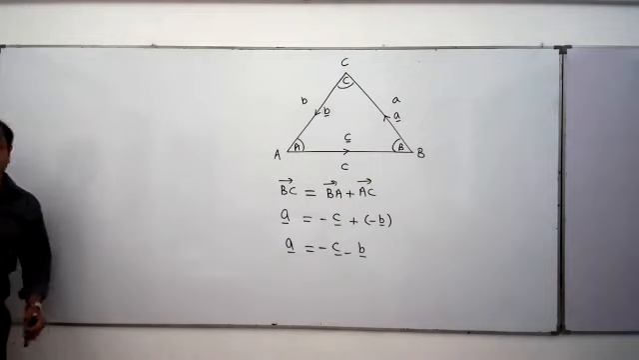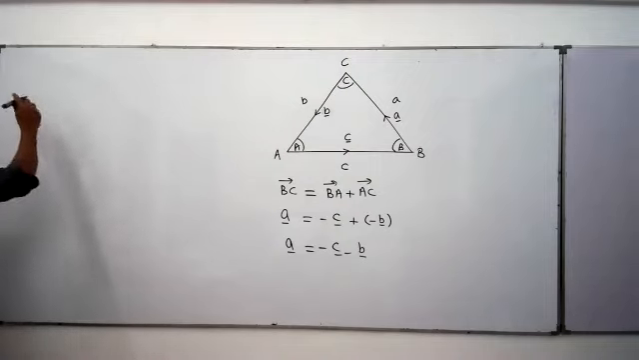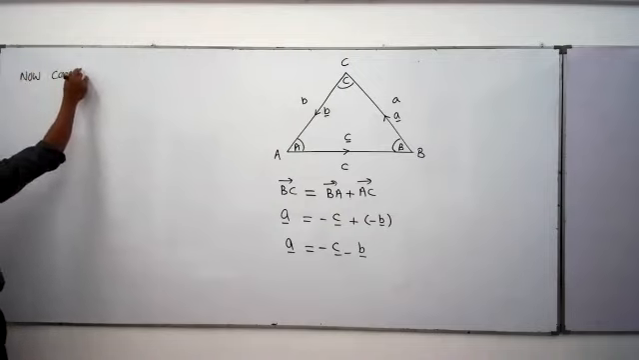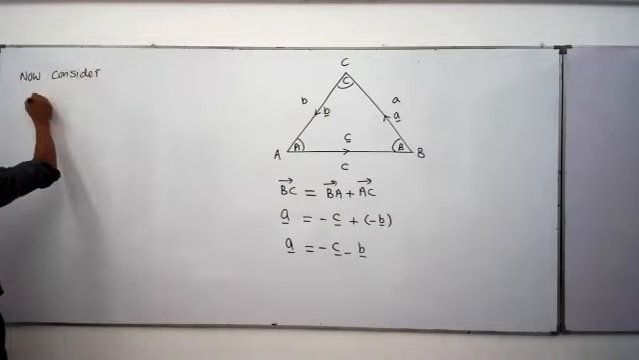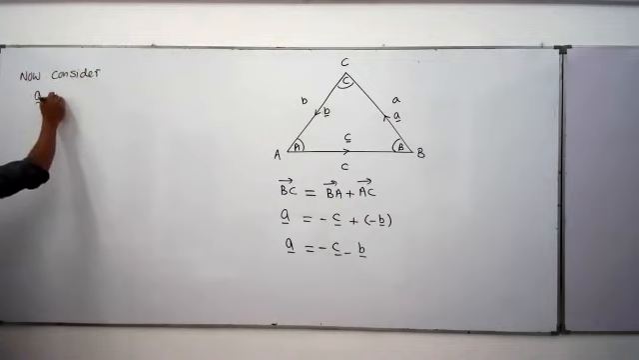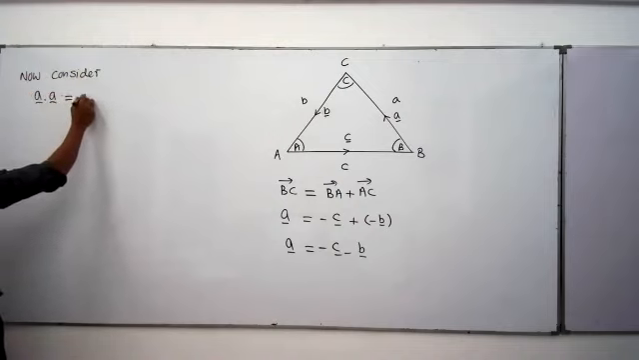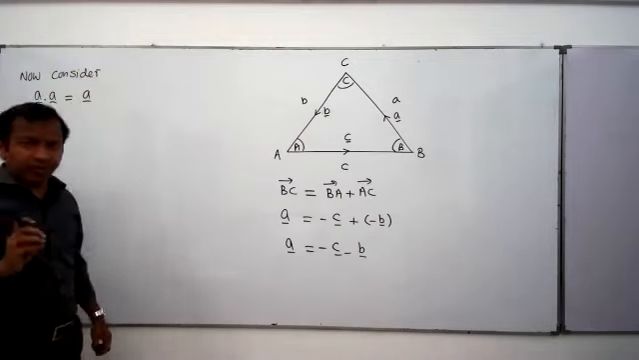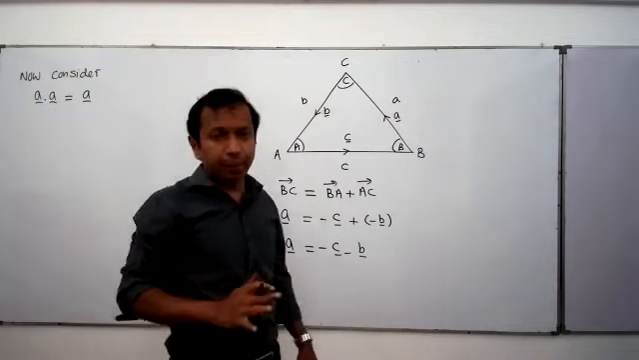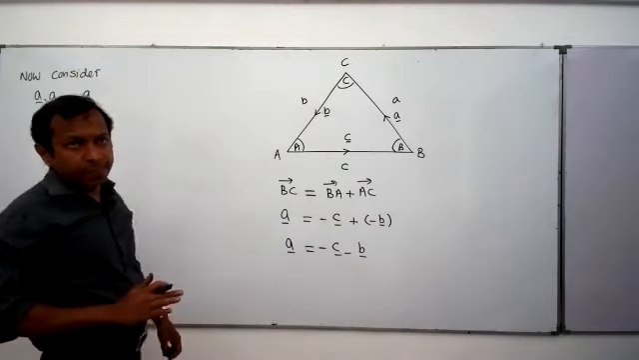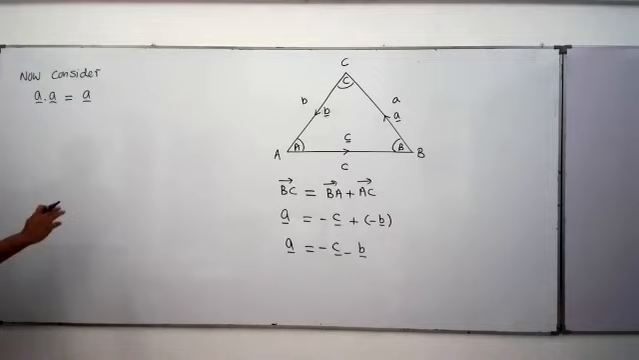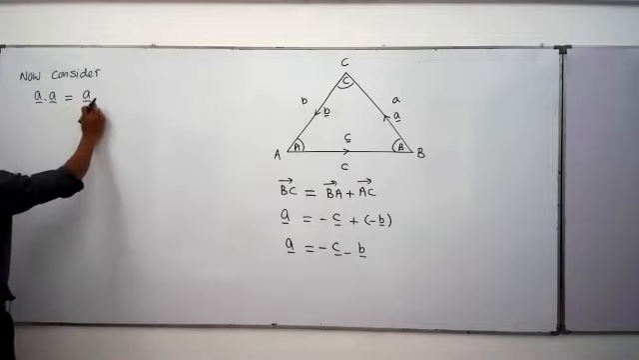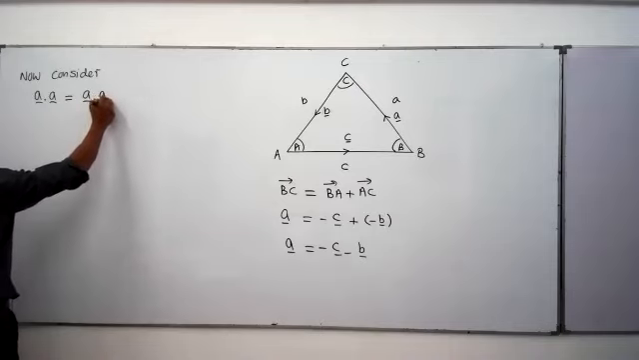Now what I do is this, people. Consider vector A dot vector A. We take the dot product of the vector A with itself, A dot A. Then on the right hand side, A dot A is equal to A dot, and here we have to write A dot A now, people.